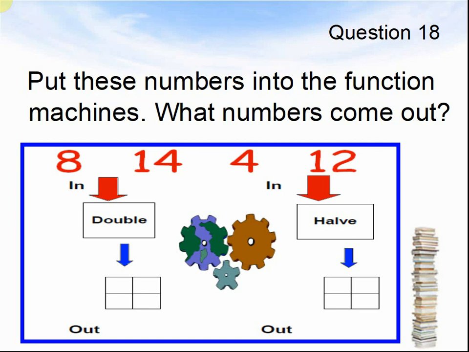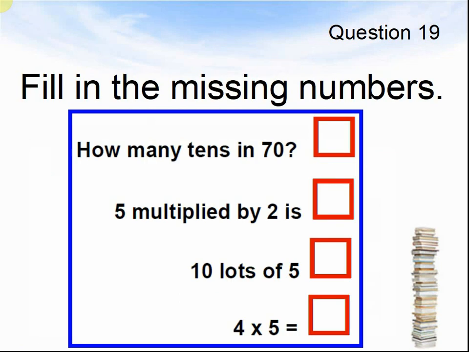Here comes the next question, question 19. Fill in the missing numbers. How many 10s in 70? 5 multiplied by 2 is what? 10 lots of 5 is what? 4 times 5 is what? Pause the video until you are ready for question 20.